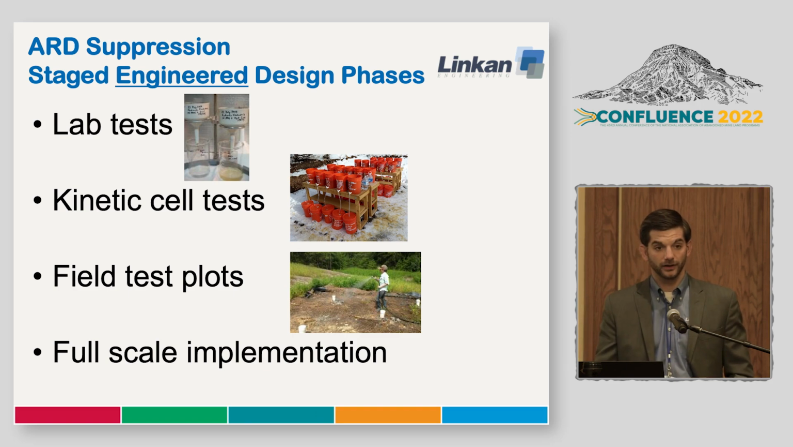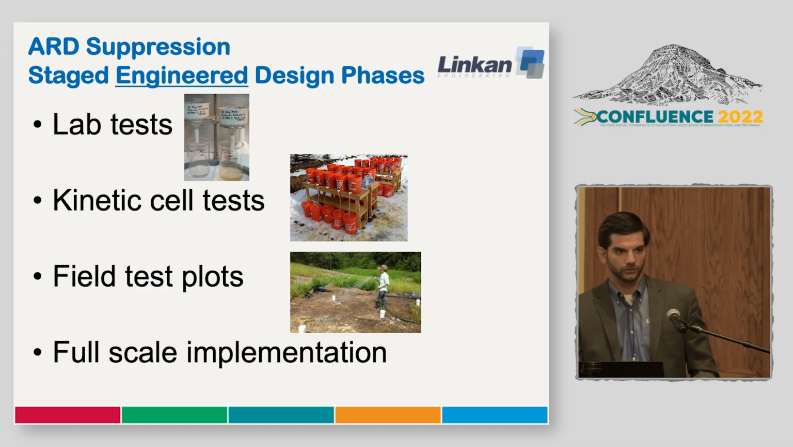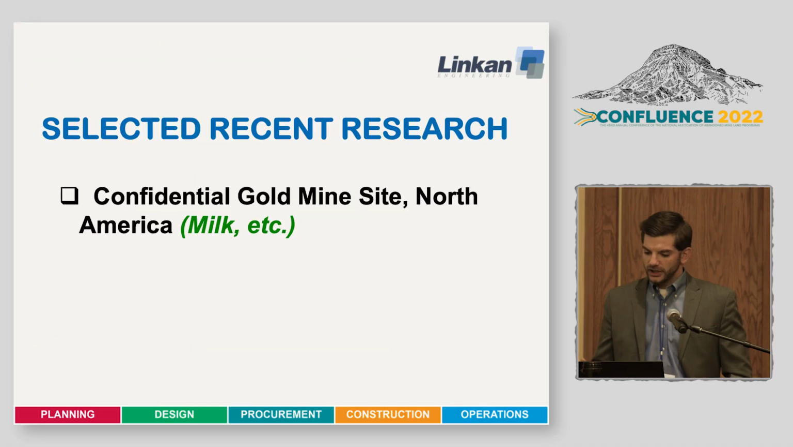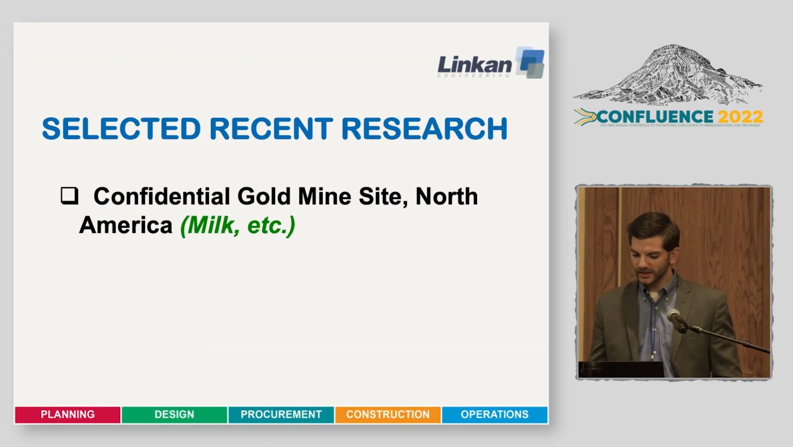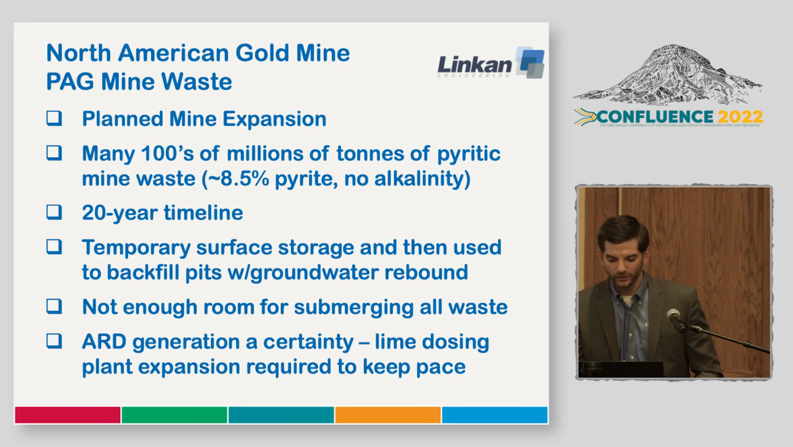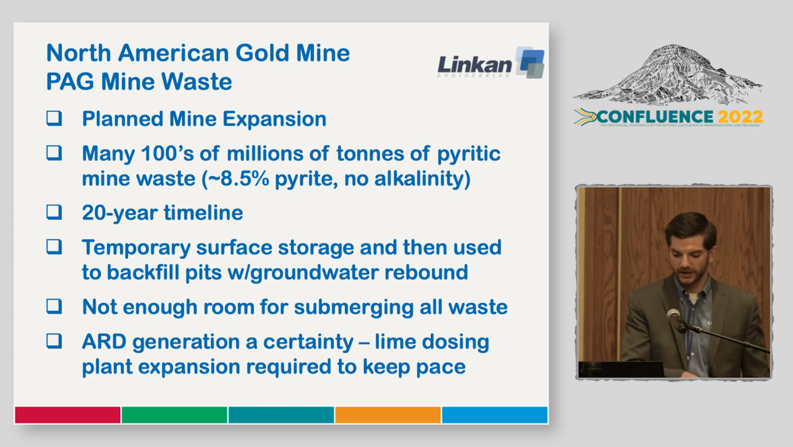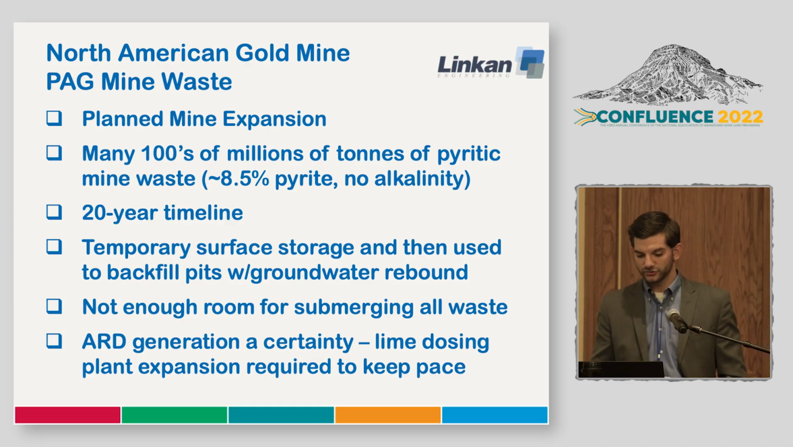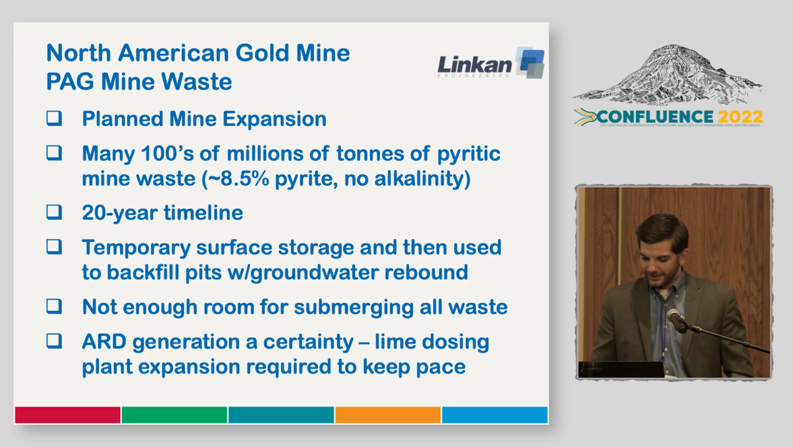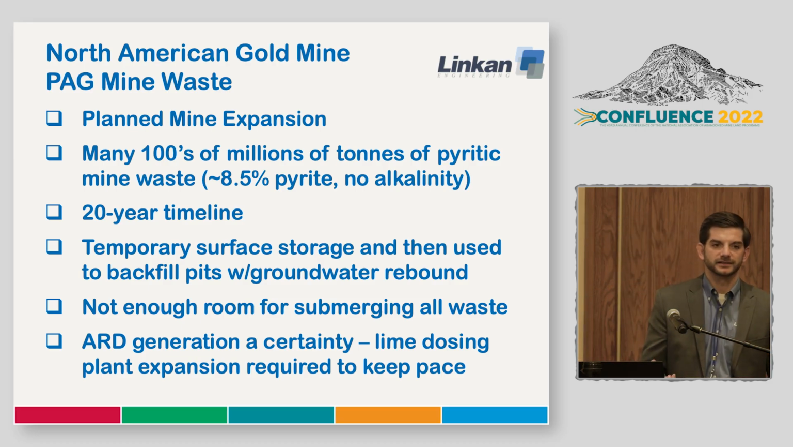Here we used the dilute milk to try and suppress the acid rock drainage. So framing the situation, we have an existing mine that was planning a multi-million ton expansion. The plan was to temporarily store the pyritic mine waste and then use it in about 20 years to sequentially backfill the pits, right? Filling in what they had already extracted. In the meanwhile, they would actually need to increase the capacity of the active plant, the lime dosing plant that they had on site.